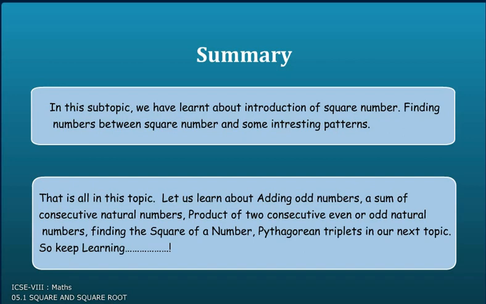Let us learn about adding odd numbers, a sum of consecutive natural numbers, product of two consecutive even or odd natural numbers, finding the square of a number, Pythagorean triplets in our next topic. So keep learning.